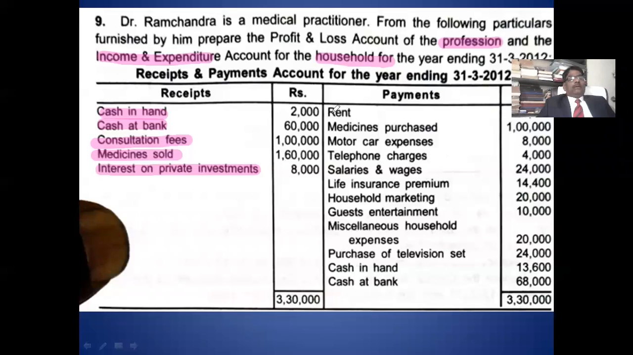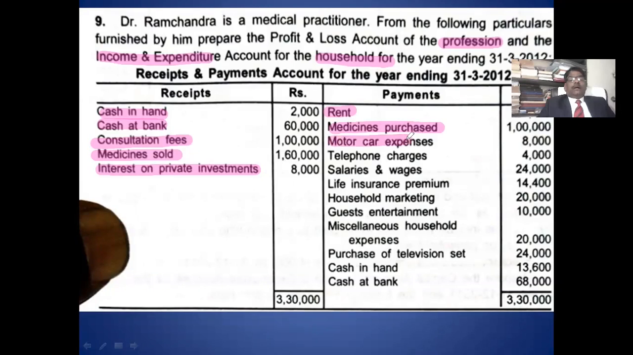Then come to the payment side. The first payment is rent. This rent may be related to household or profession, so you take it according to the given instruction. If it is the profession part, it comes in the P&L account debit side. The household portion comes in the income and expenditure account debit side. Medicine purchase is a professional expense. It comes in the P&L account debit side.